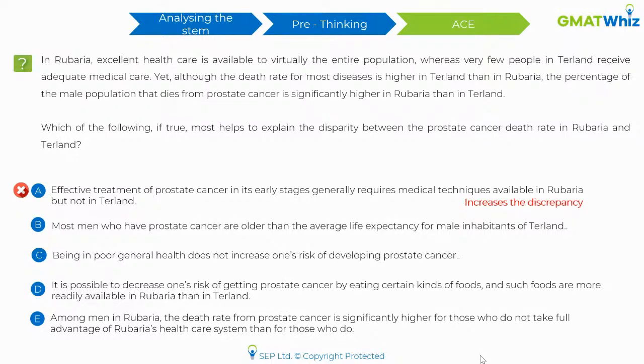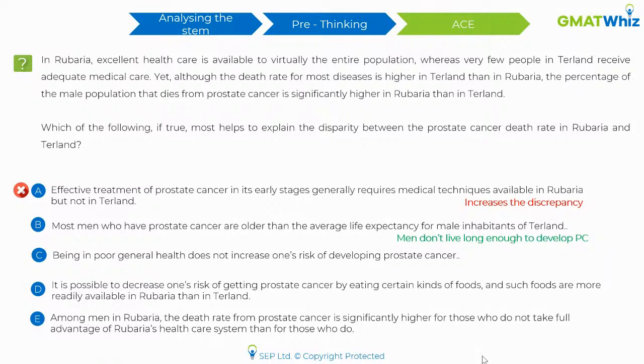B: Most men who have prostate cancer are older than the average life expectancy for male inhabitants of Thailand. What does it mean? Let's say the average life expectancy for male inhabitants of Thailand is say 55 years, because most people don't have adequate healthcare, and we are also told that the death rate is higher for the majority of diseases. So here we are saying that the majority of the men who have prostate cancer are much older than this 55 years. What does that indicate? That tells us something is different about the males who have prostate cancer in Thailand.